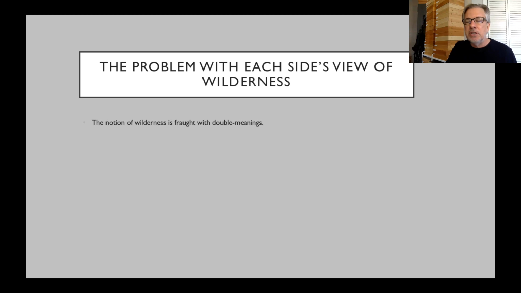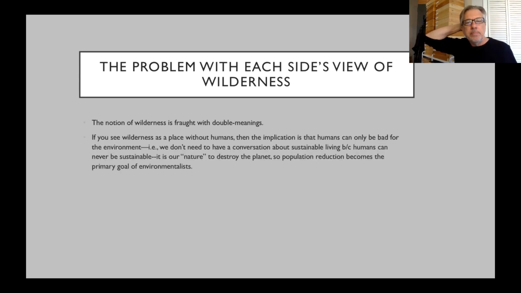The notion of wilderness is fraught with these double meanings and with hidden meanings. If you see wilderness as a place without humans, then the implication is that humans can only be bad for the environment. In a sense, we don't need to have a conversation about sustainable living because humans can never be sustainable. It's our nature to destroy the planet, so population reduction becomes the only or the primary goal of environmentalists. As you can probably tell, that argument doesn't sit well with me because we've already seen that population is not responsible for many of the environmental problems.